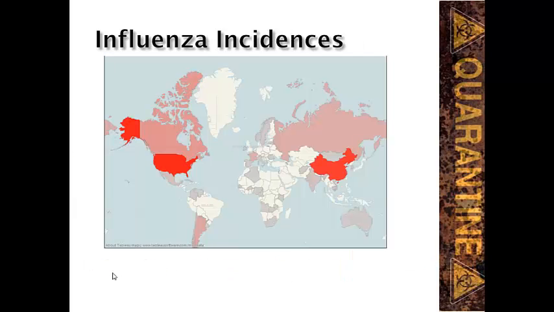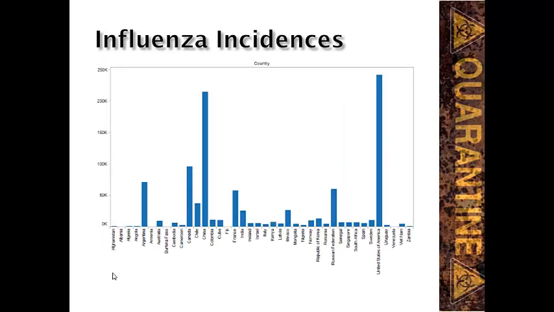This visualization shows the concentration of influenza incidences across the globe. We can see from the map that the United States and China have the most influenza incidences, followed by Canada and Russia. The histograms also show that the USA and China have the most influenza incidents as compared to other countries. But we need to consider the fact that this data will change over time.